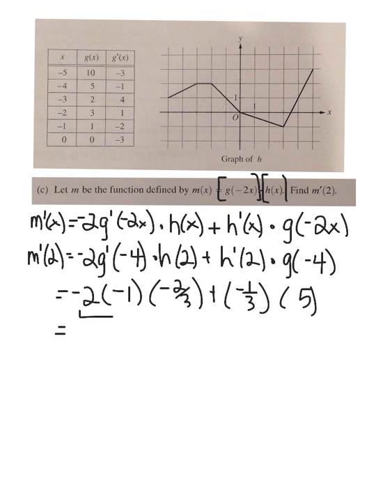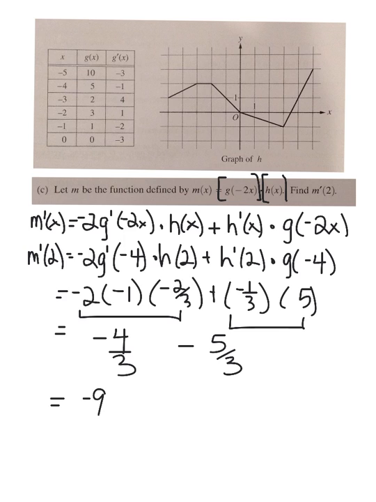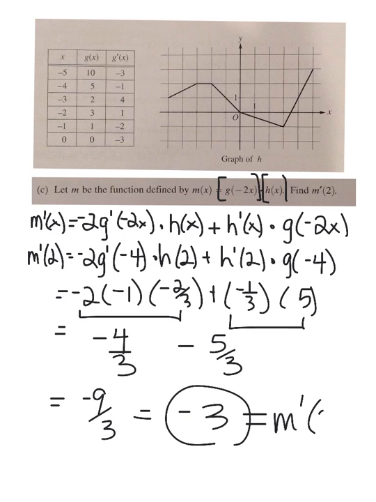All right, so the rest we're going to just work out. So these guys right here, I end up with -4/3, and these guys right here, I end up with -5/3. So that makes that -9/3, right? Which is -3. So that is what m prime of 2 is equal to.